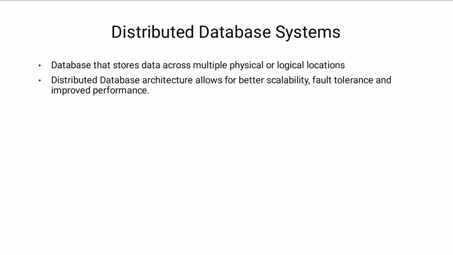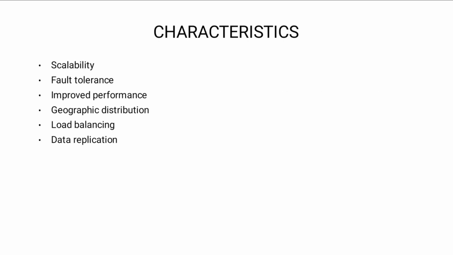First, distributed database system definition. A database that stores data across multiple physical or logical locations. Data are distributed among many locations and we can access data from everywhere. That is known as the distributed database. The architecture of a distributed database allows scalability, fault tolerance, and improved performance. Those are what we are going to see.